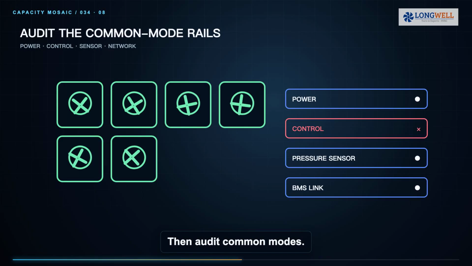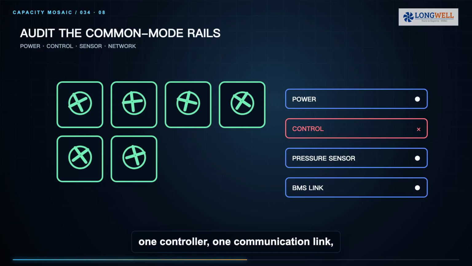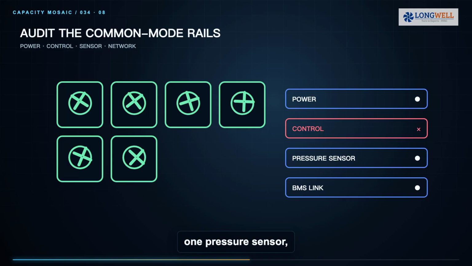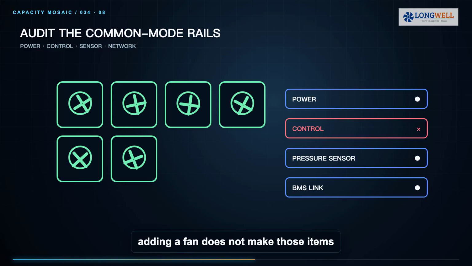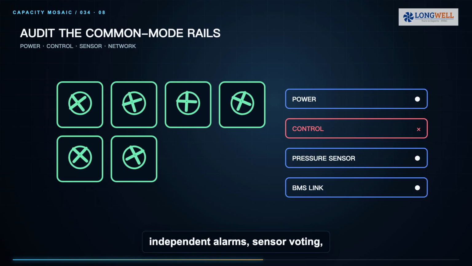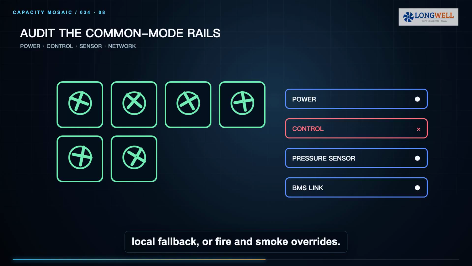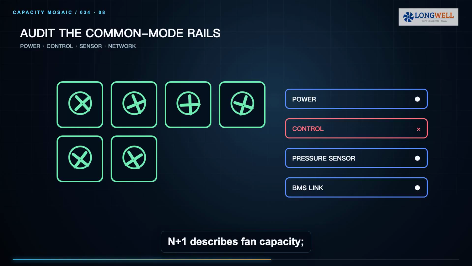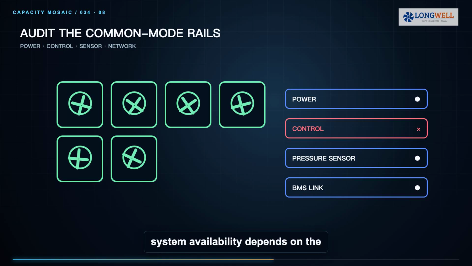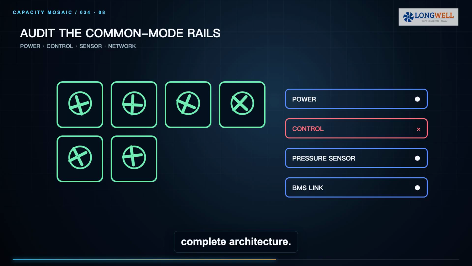Then audit common modes. If all fans share one breaker, one controller, one communication link, one pressure sensor, or one upstream power path, adding a fan does not make those items redundant. Define whether the project needs split power feeds, grouped controllers, independent alarms, sensor voting, local fallback, or fire and smoke overrides. N+1 describes fan capacity; system availability depends on the complete architecture.